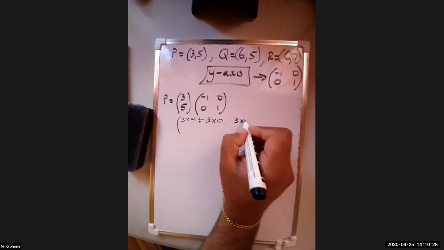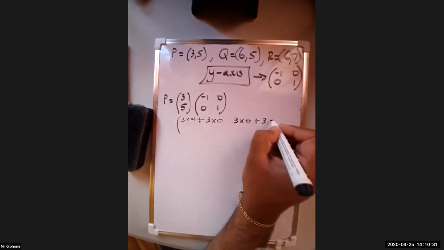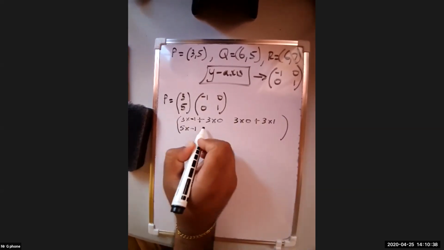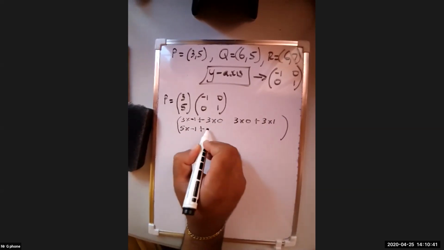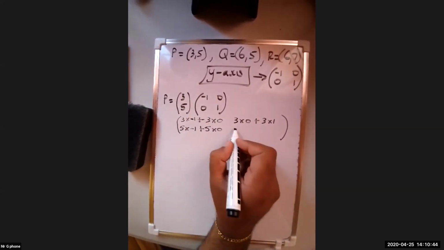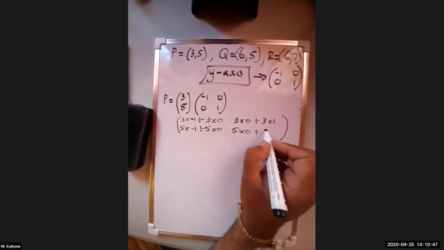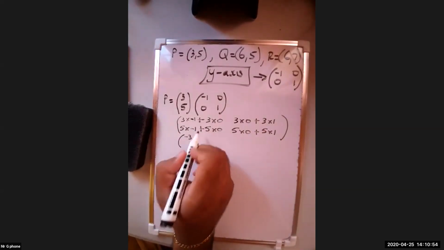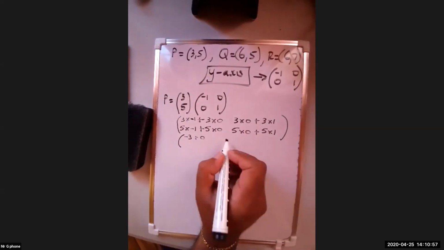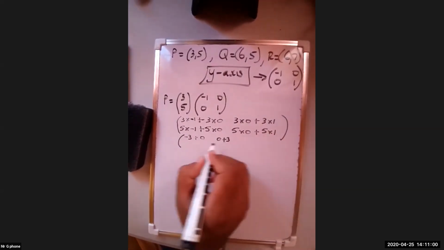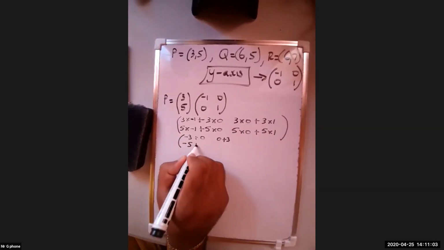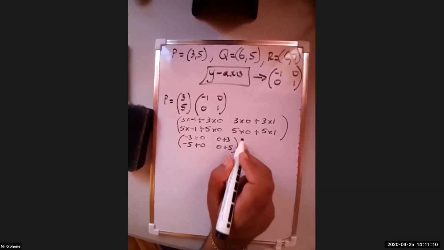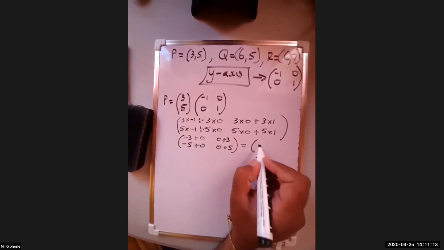Then 3 by 0 and 3 by 1, plus 3 by 1. Then 5 by negative 1 plus 5 by 0, and then 5 by 0 plus 5 by 1. 3 by negative 1 gives us negative 3, plus 3 by 0 is 0. 3 by 0 is 0, and 3 by 1 is 3. 5 by negative 1 is negative 5 plus 0, because 5 by 0 is 0. 5 by 0 is 0 plus 5 by 1 is 5. So this will give us negative 3.